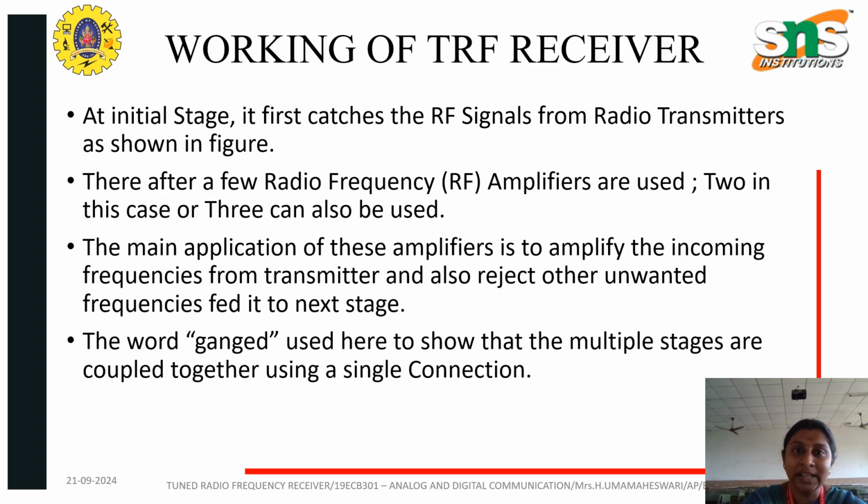The working of a TRF receiver is that at the initial stage it first catches the RF signals from radio transmitters as shown in the figure. Thereafter, a few radio frequency amplifiers are used, two, or in some cases three can also be used. The main application of these amplifiers is to amplify the incoming frequencies from the transmitter, and it also rejects other unwanted frequencies which are being fed into the next stage.